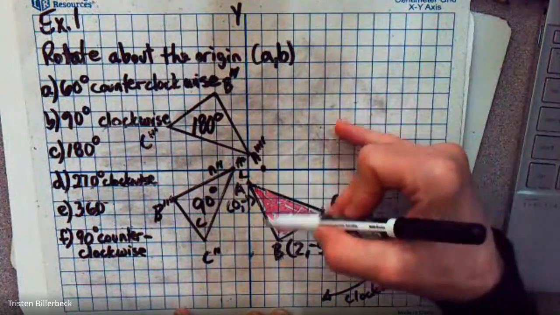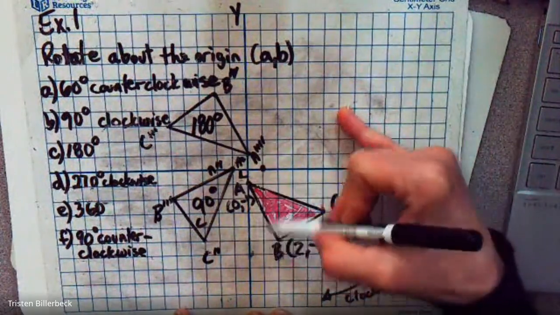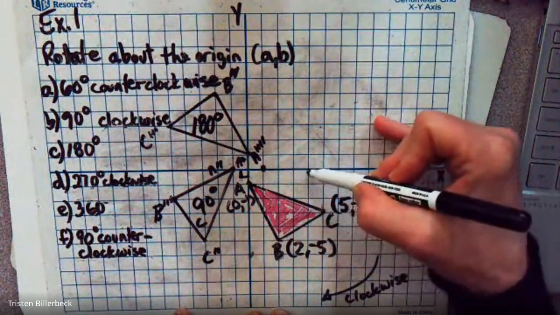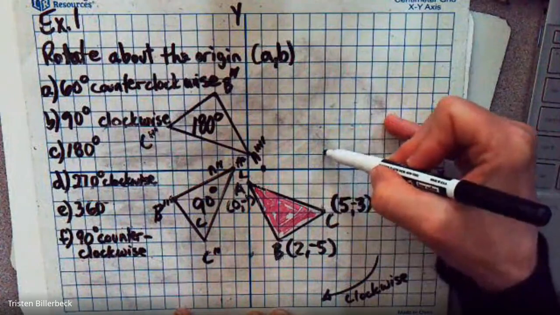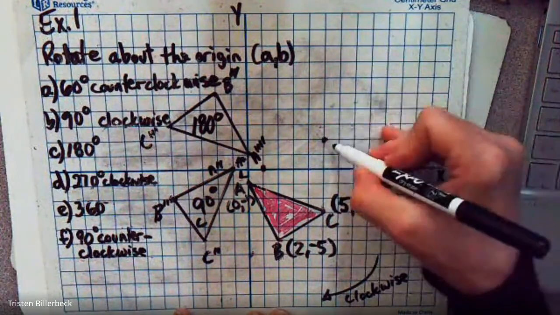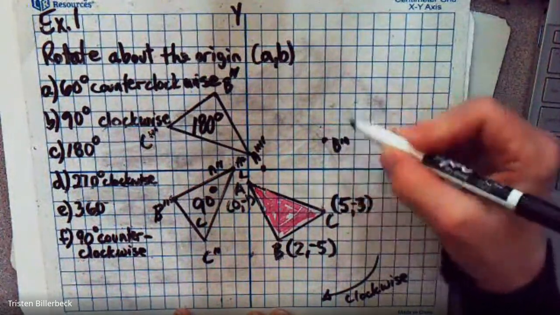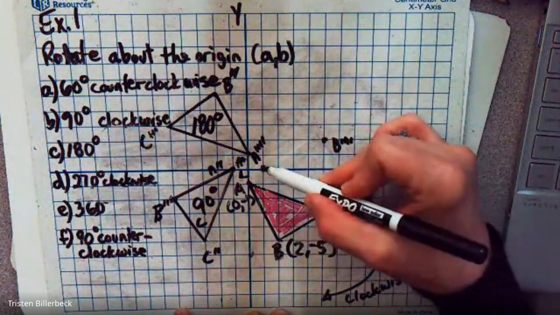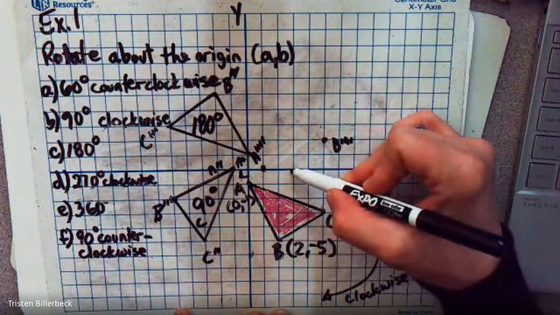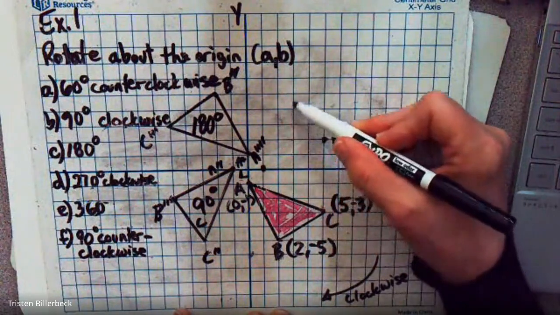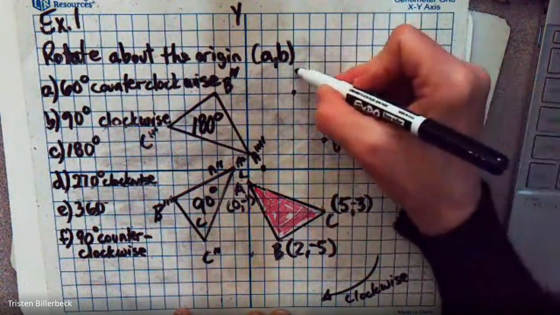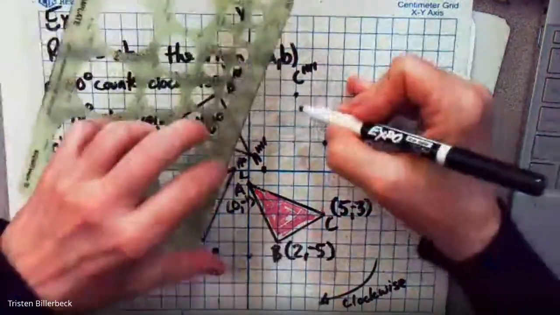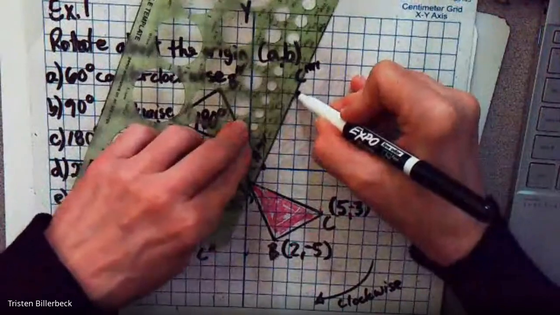Okay, and then if this is 5, 2, we're going to have 1, 2, 3, 4, 5, and 1, 2. So B quadruple prime. And then this is, we have 3, 5, so 1, 3, 1, 2, 3, 4, 5. So we have C quadruple prime. And then we can make a picture of that.